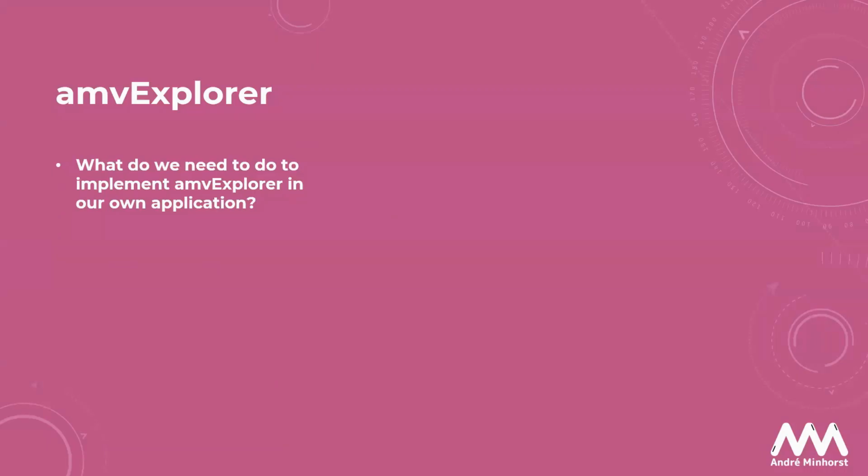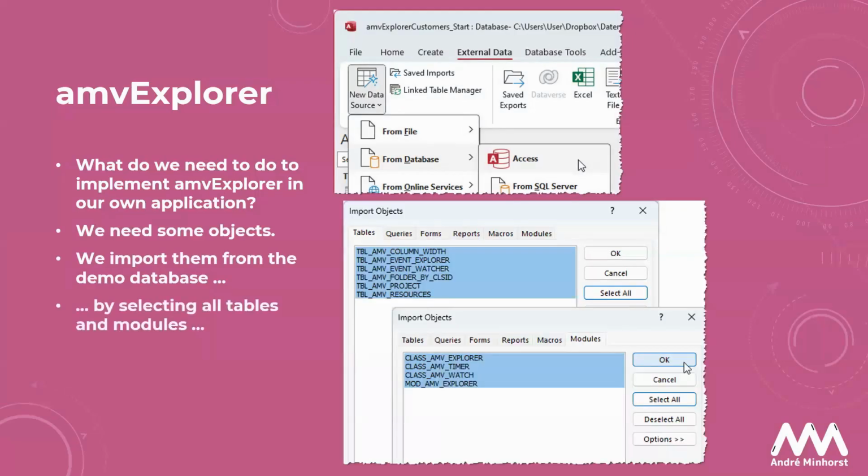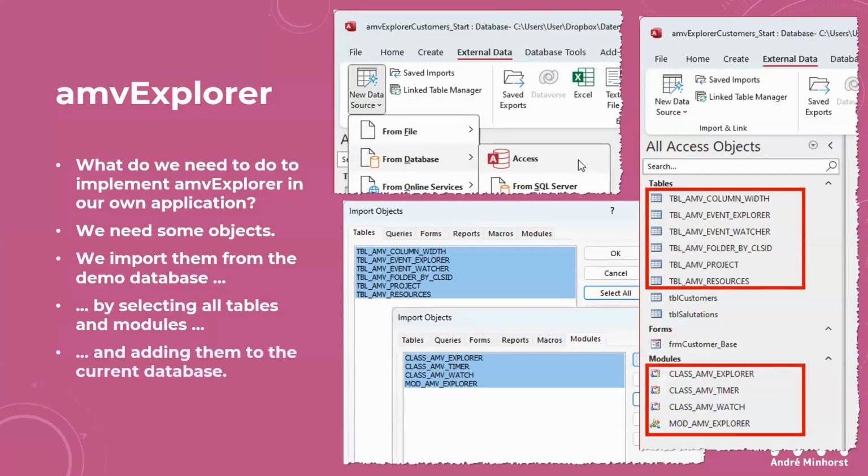What do we need to do to implement amvExplorer in our own application? We need some objects that we find in the demo database, and we import them in our database by selecting all tables and all modules. That's all. And we are adding them to the current database.